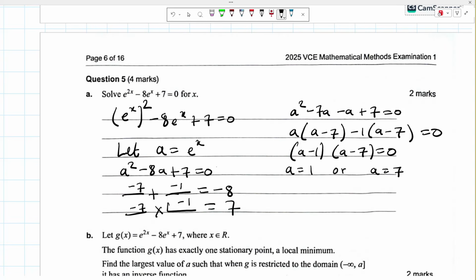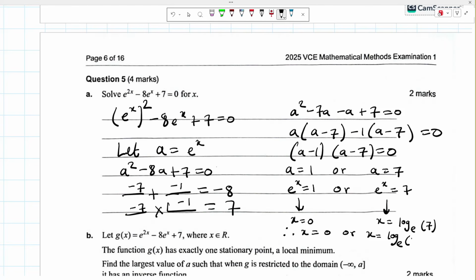But the question doesn't ask us to solve for a, right? It asks us to solve for x. What was a equal to again? A was equal to e to the x. Right? So what can we do now? Well, we know the solution to this is just going to be x is equal to 0, because e to the power of 0 is 1. And the solution to this is going to be log base e of 7, because e to the power of log base e of 7 is just 7. Right? Because e and log base e would cancel out. So therefore, x is equal to 0, or x is equal to log base e of 7.